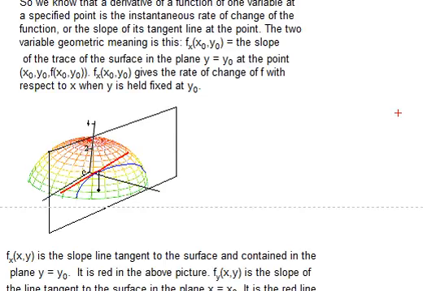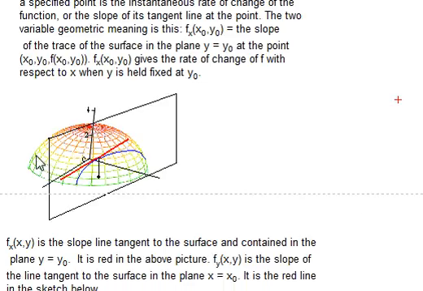Let me try it geometrically. We have a surface, f of xy, that looks like it might be the upper part of an ellipsoid, and this plane outlined in black is the plane y equals y sub 0. And this blue line is where that plane is intersecting that surface.